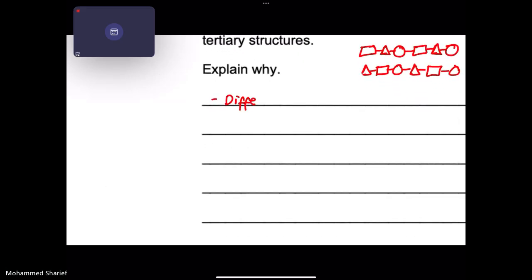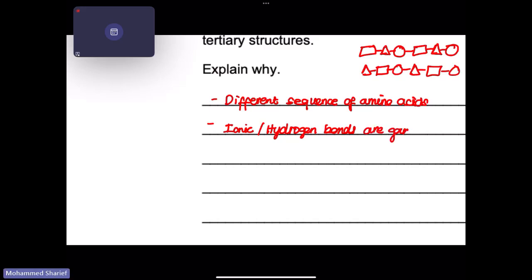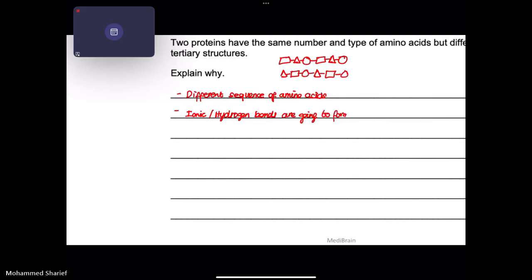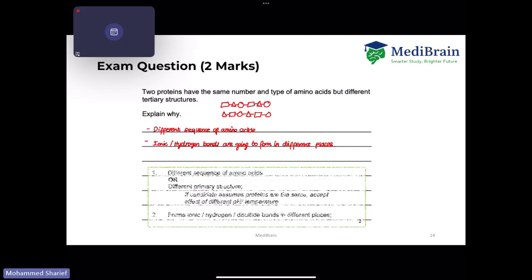Okay, so we have a different sequence of amino acids. Because we have a different sequence of amino acids, what's going to happen? If we have a different primary sequence, primary structure, we're going to form our ionic and hydrogen bonds in different places. So always name the bonds. The ionic or hydrogen bonds are going to form in different places. Okay, looking at the mark scheme, different sequence of amino acids or different primary structure forms ionic, hydrogen or disulfide bonds in different places.